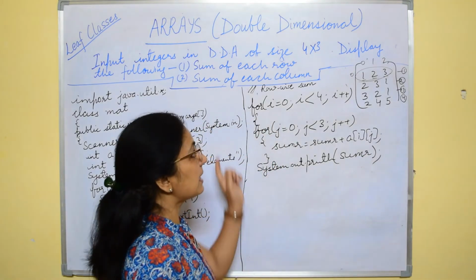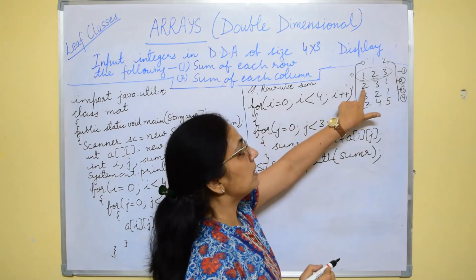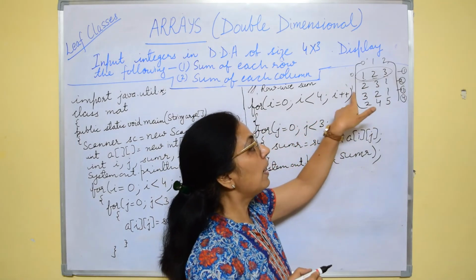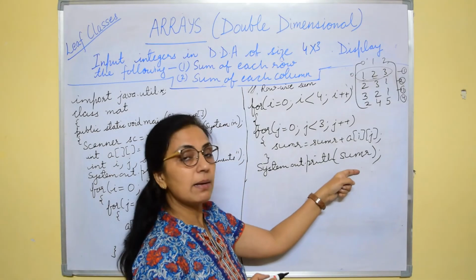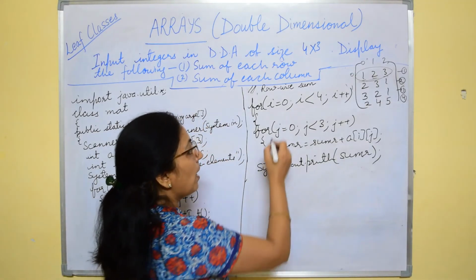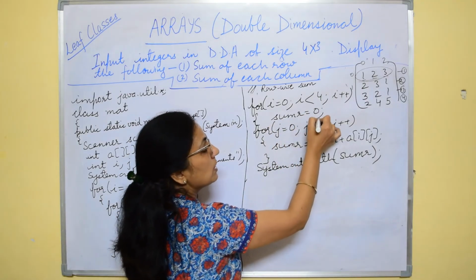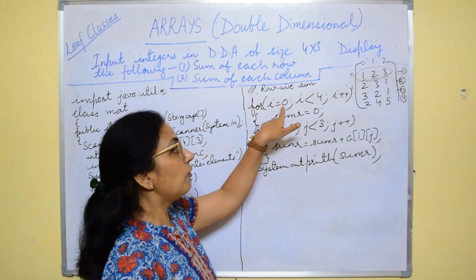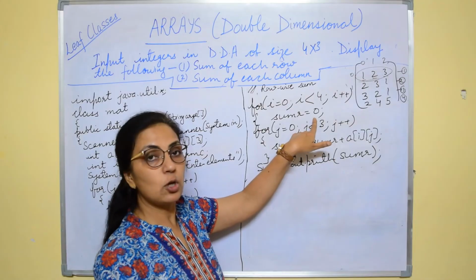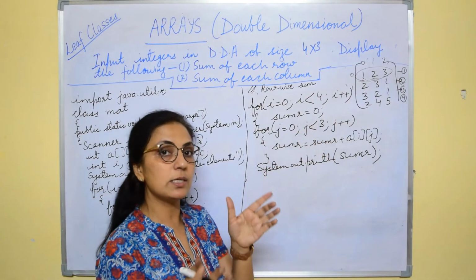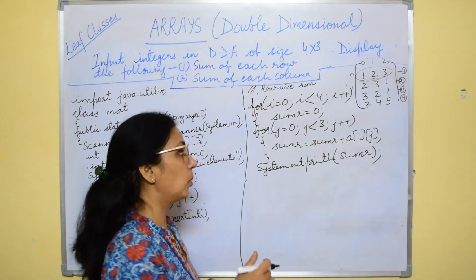Now next time when the value of i is 1, what do we need? 1 0, 1 1, 1 2, these values we have to print, but we should not add the previous sum in it. So what should we write here? sum r equals to 0. Every time we are changing the row, the sum variable should be initialized by 0, so that the previous sum values are not added in it.